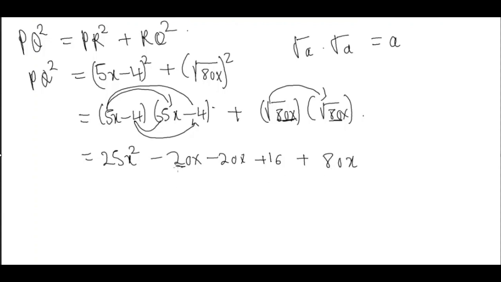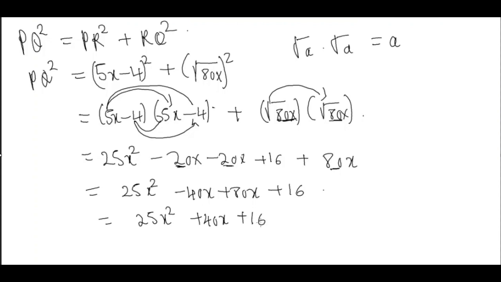Now, what we can do here is to simplify. We collect like terms. So here, 25x squared minus 20x minus 20x is minus 40x. Minus 40x plus 80x is plus 40x, and plus 16. So now, we need to write PQ squared so that we don't forget.